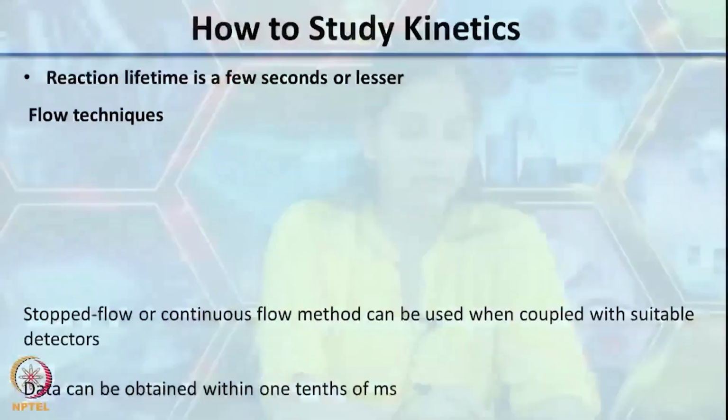Now, what do you do when your reaction lifetime is a few seconds or less? Usually when you use techniques like UV-visible spectroscopy or NMR, it takes at least a minute to get the data from the reaction mixture. But if the reaction is done in seconds, then by the time you mix everything and get some information, the reaction is already done. So in these cases, flow techniques are used.